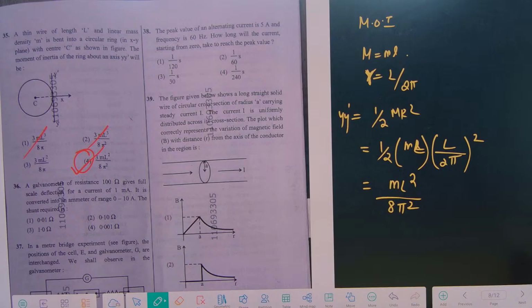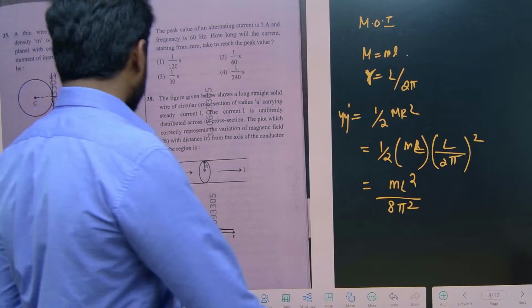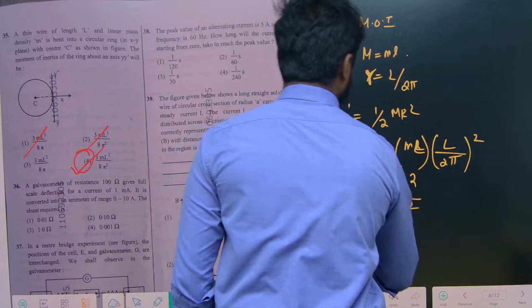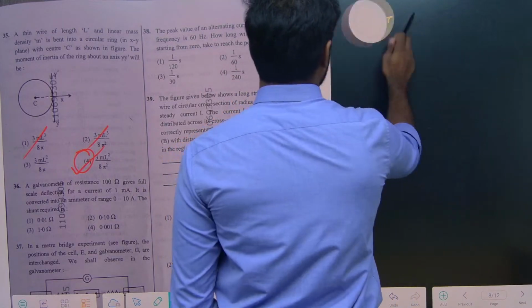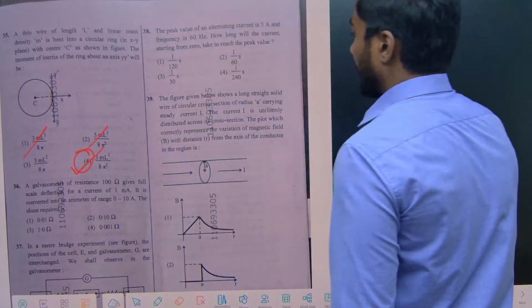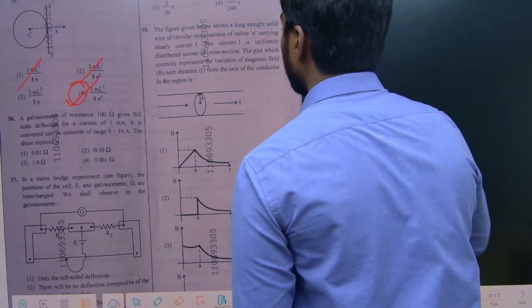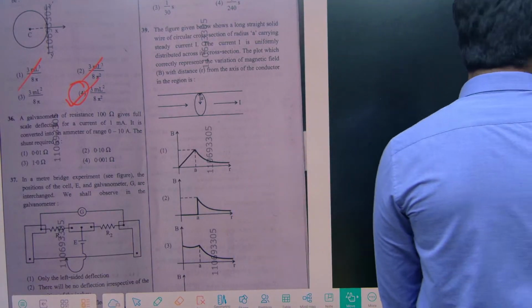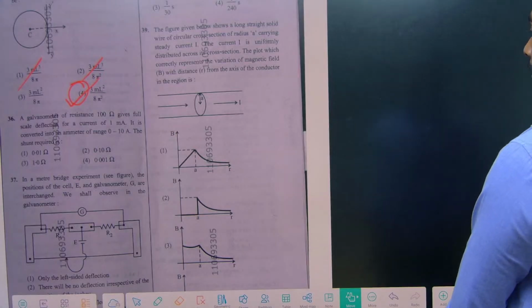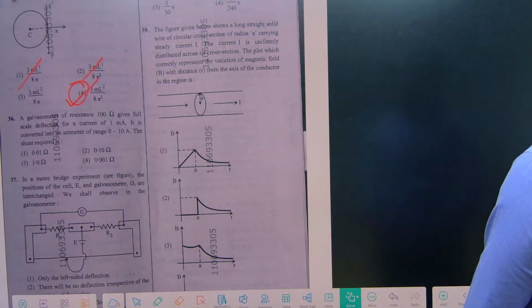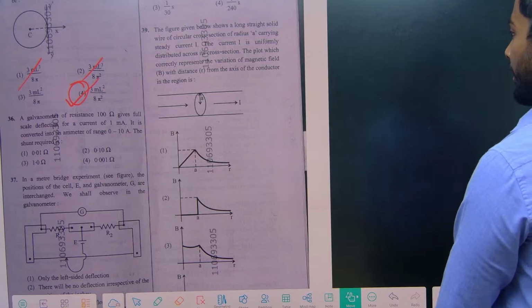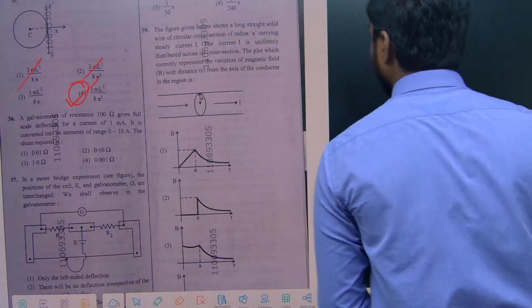Okay, we will start with question number 36. A galvanometer of resistance 100 ohms gives full scale deflection at a current of 1 milliampere. It is converted into an ammeter of range 0 to 10 ampere. The shunt required is. So 36th question, right?